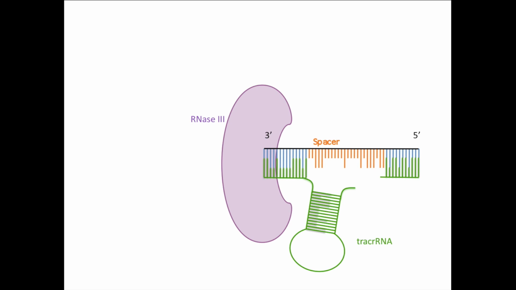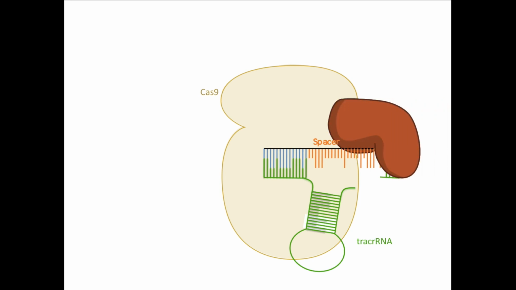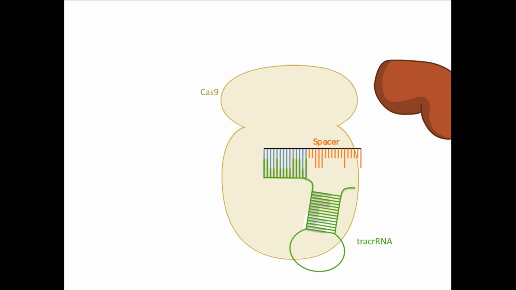The CRISPR RNA-tracrRNA hybrid also recruits Cas9. The CRISPR RNA is further trimmed at the 5' end to produce 30 to 42 nucleotide mature CRISPR RNA, of which about 20 nucleotides is of spacer sequence. The CRISPR RNA and Cas9 endonuclease complex is now ready to destroy foreign DNA.